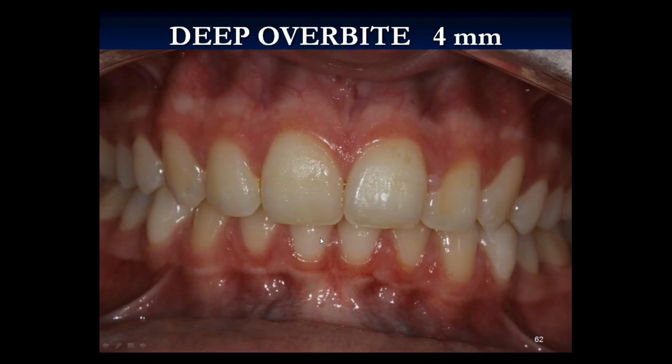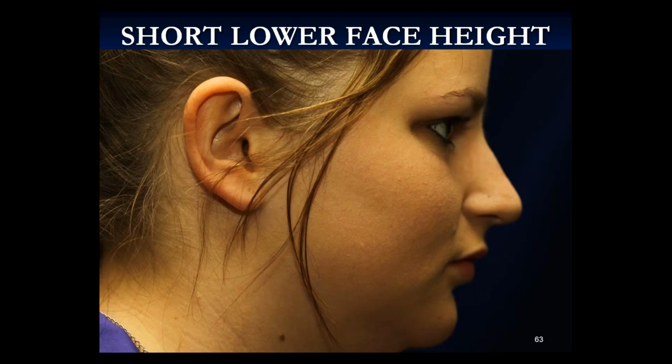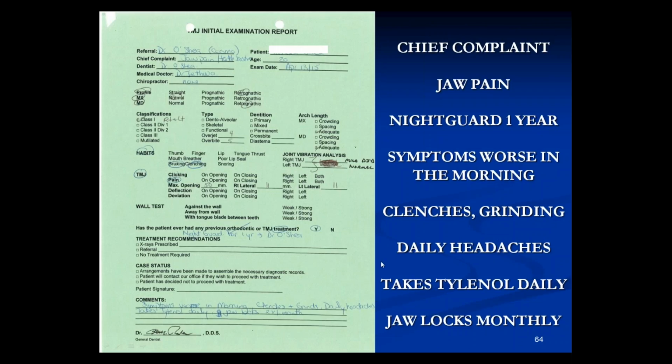So she's got a deep overbite. Most females over 20 that have a deep overbite have TMD problems. I would say it's at least 80%. I hope you're paying attention to that. 80% of females over age 20 with a deep overbite have temporomandibular joint problems. And she's got a bit of a short lower face side. That also will show that the muscles are too short and they need to be lengthened by opening the vertical.